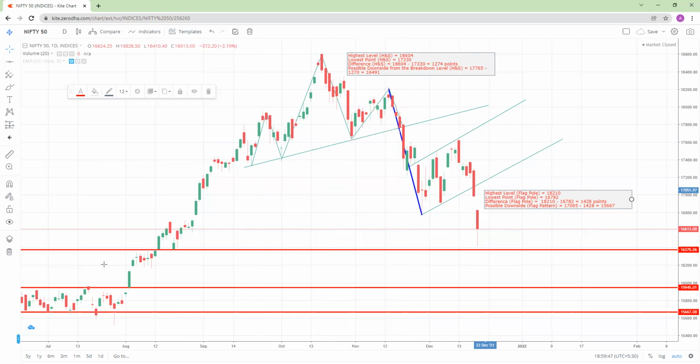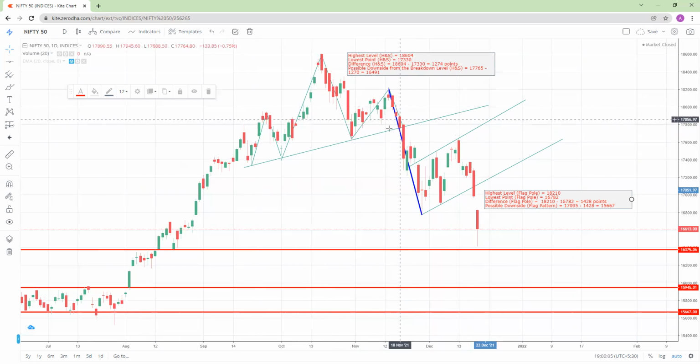Now we need to arrive at the difference between the highest value and the lowest value, which is 1,274 points. So the difference between this value and this value is 1,274 points. Now we will try to calculate the possible downside from the breakdown, or breakout, you can say, as of now.